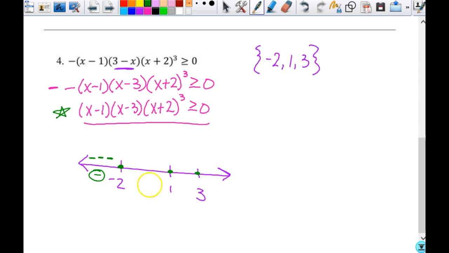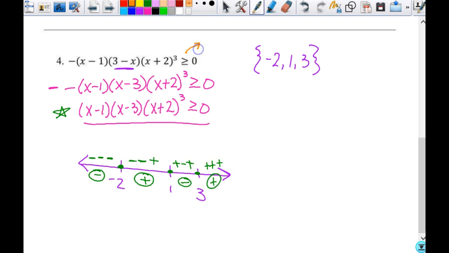When I plug in 0, right? Negative, negative, positive. When I plug in 2, I get positive, negative, positive. So that would be overall negative. And then greater than 3, so 4, positive, positive, positive. What we've got there.